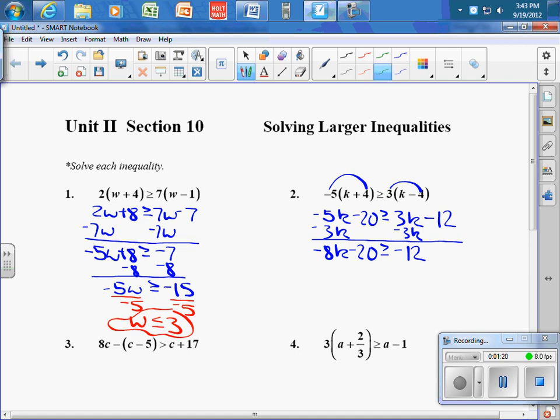Next, I'm going to add 20 to both sides. Leaves me with negative 8k is greater than or equal to, now, negative 12 plus 20 is 8. I'm going to divide both sides by negative 8. Reverses the inequality sign, and I get k is less than or equal to negative 1.